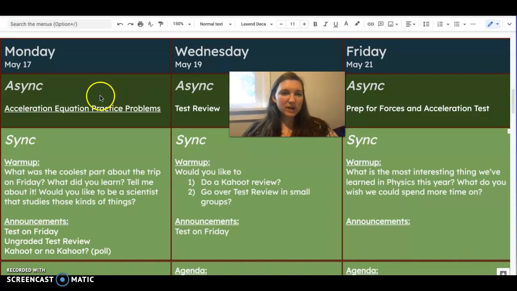So we're going to start off with just finishing up the stuff from this unit, doing some acceleration equation practice problems. There's also a little bit of graphing review in there. So you can get started on it during the async time, but don't feel like you have to finish it because we're going to take some time for it in class today.